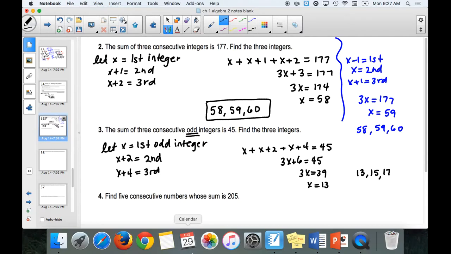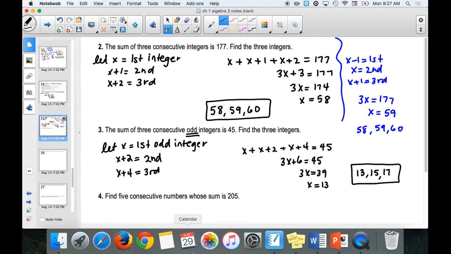Yes? How would you do that with the other method? The other method works best when you have an odd number of numbers, which we do. We have 3 odd integers. So we would make x be the middle one, and then x minus 2 would be the first one, and x plus 2 would be the third one, right? So you would still get 3x equals 45, so x equals 15 as the middle one, and then you go 2 before and 2 after to get the other ones.